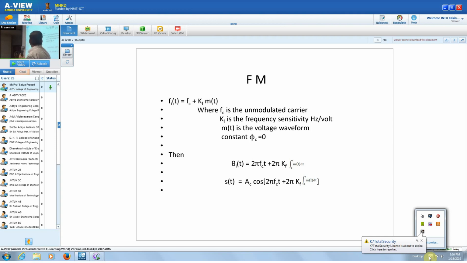So we are going to get 2π f_c t plus 2π k_f times the integral from 0 to t of m(t) dt, where m(t) is your baseband signal or the modulating signal. Therefore, your FM modulated signal s(t) will be equal to A_c cos(2π f_c t + 2π k_f times the integral from 0 to t of m(t) dt).